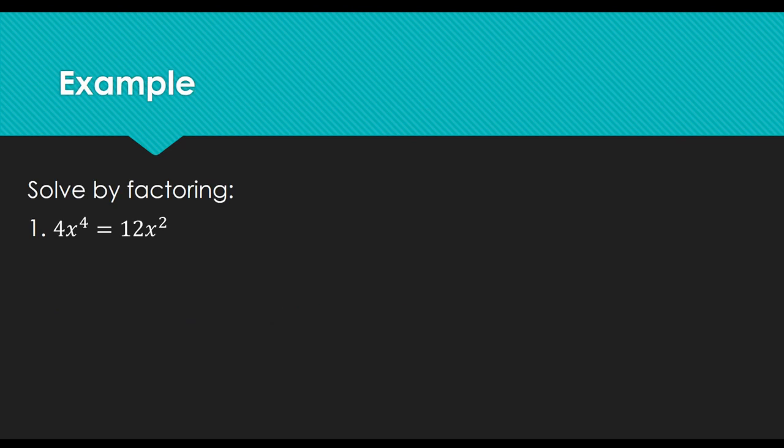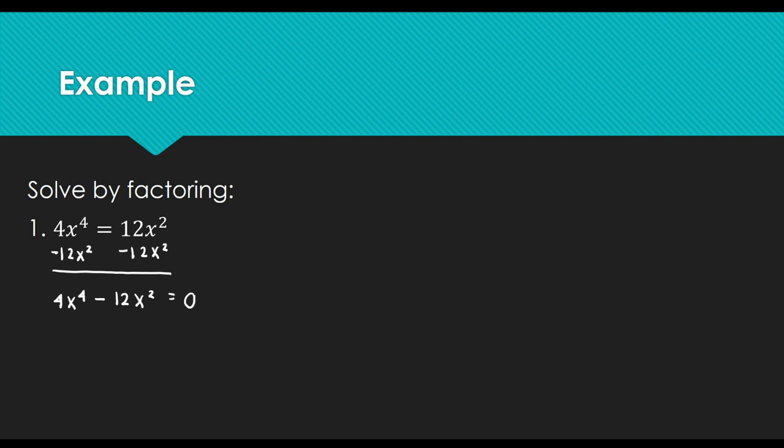It says solve by factoring 4x to the fourth equals 12x squared. So notice that we have one monomial equal another monomial. So I'm going to move that smaller degree over to the larger degree. So I'm going to move the 12x squared over by subtracting. So then that way we can get everything to one side. So these are not like terms. So we've got 4x to the fourth minus 12x squared. And now this equals 0.